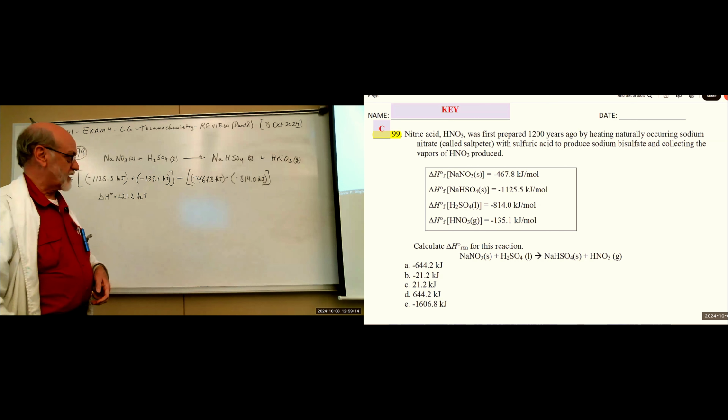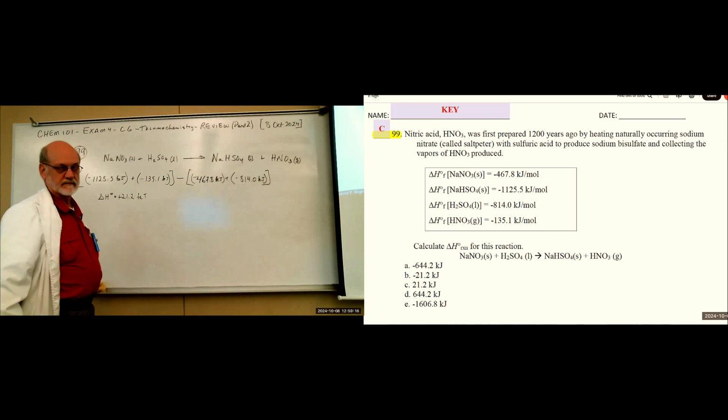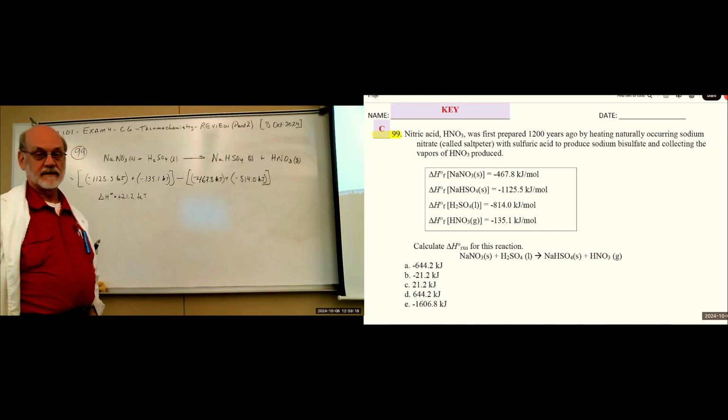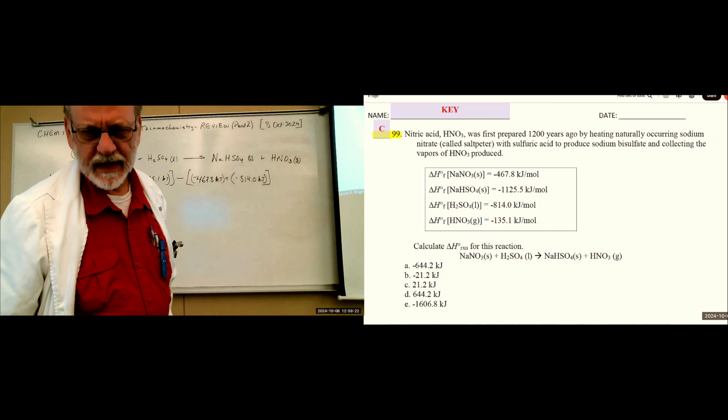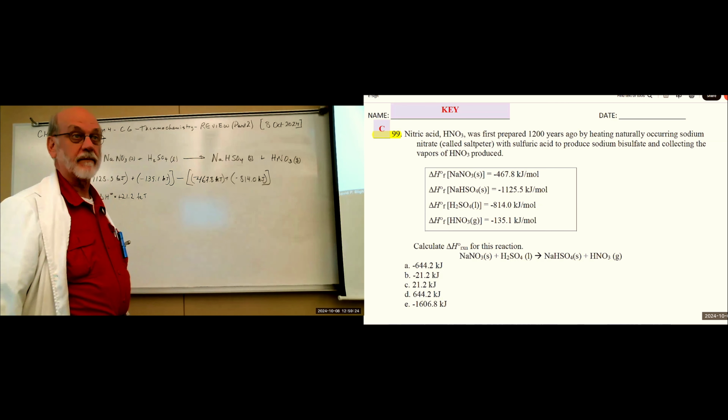Okay. So what kind of reaction is this? It's endothermic. Right? That's why they had to heat it. Didn't they say they had to heat it? Heating naturally occurring sodium nitrate. Yeah.